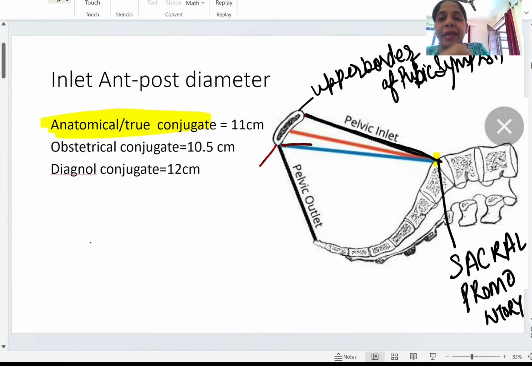The first one is the anatomical or true conjugate. What is the anatomical or true conjugate? It starts from the upper border of the symphysis pubis and goes up till the top of the sacral promontory.